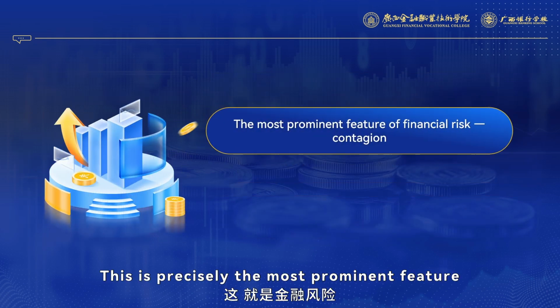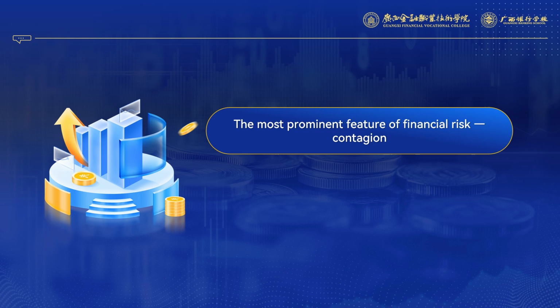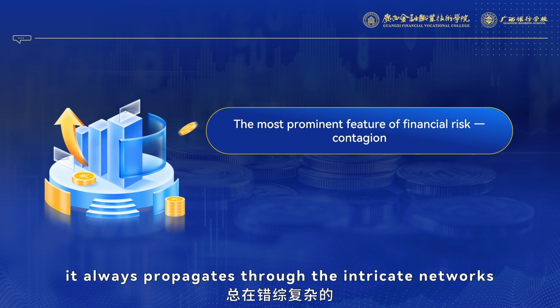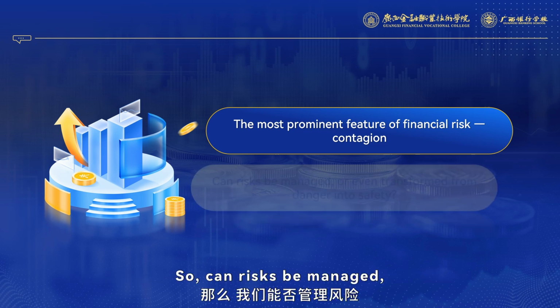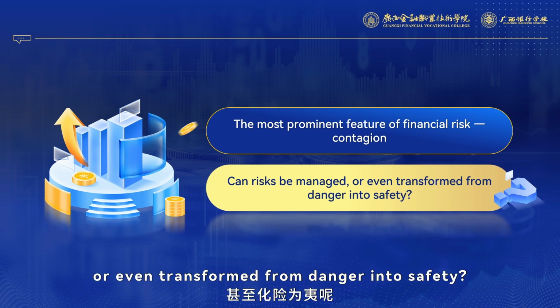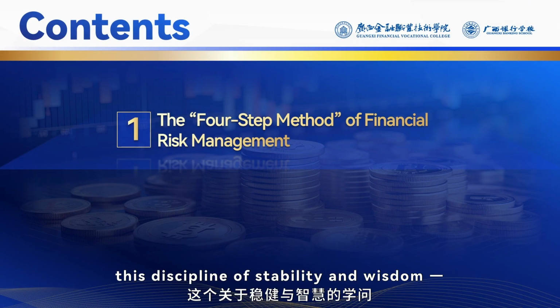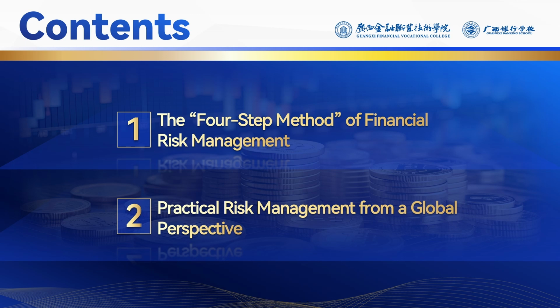This is precisely the most prominent feature of financial risk, contagion. It never exists in isolation. Instead, it always propagates through the intricate networks of the modern economy. So, can risks be managed, or even transformed from danger into safety? Today, let us explore together this discipline of stability and wisdom, financial risk management.